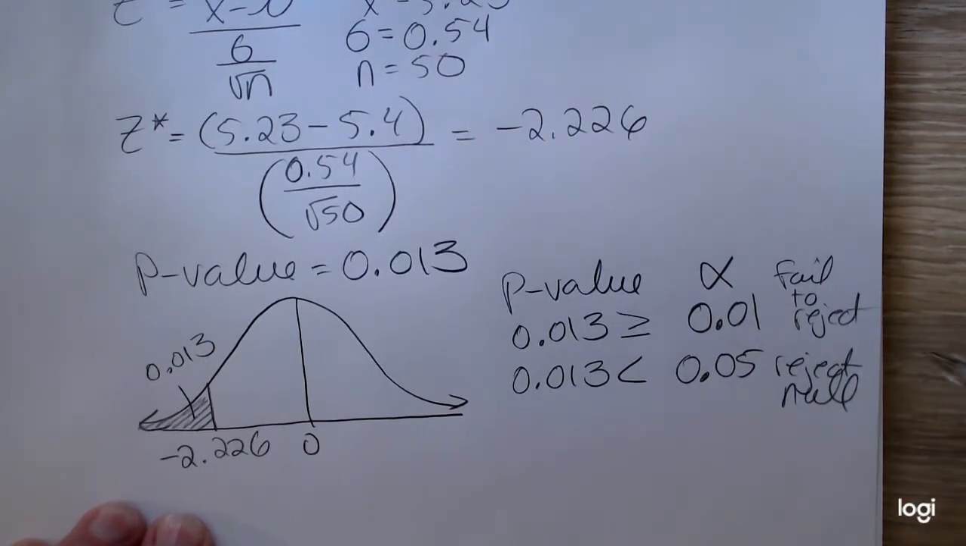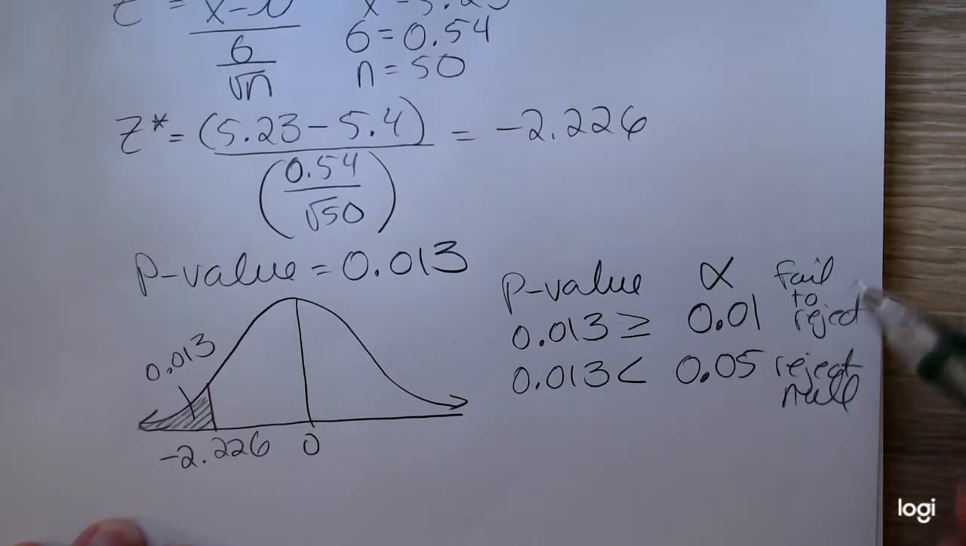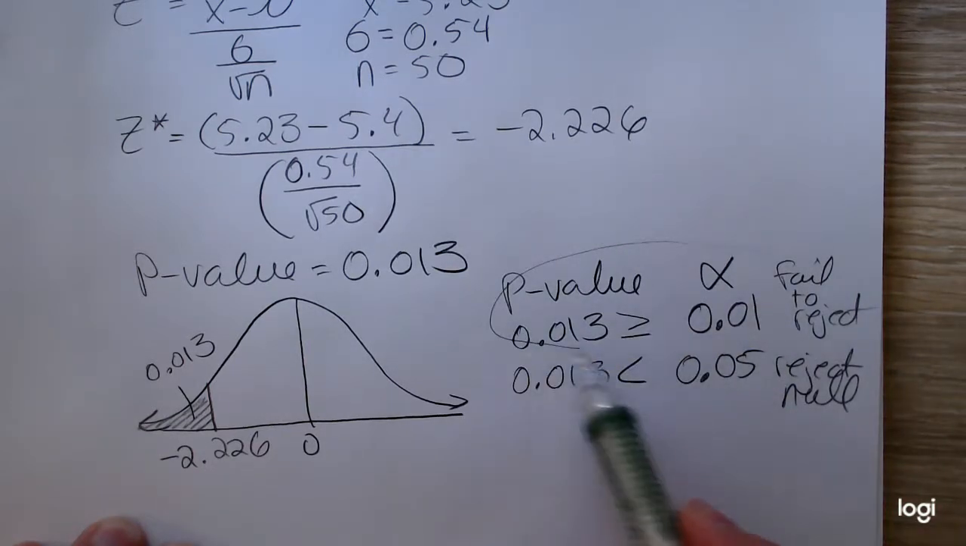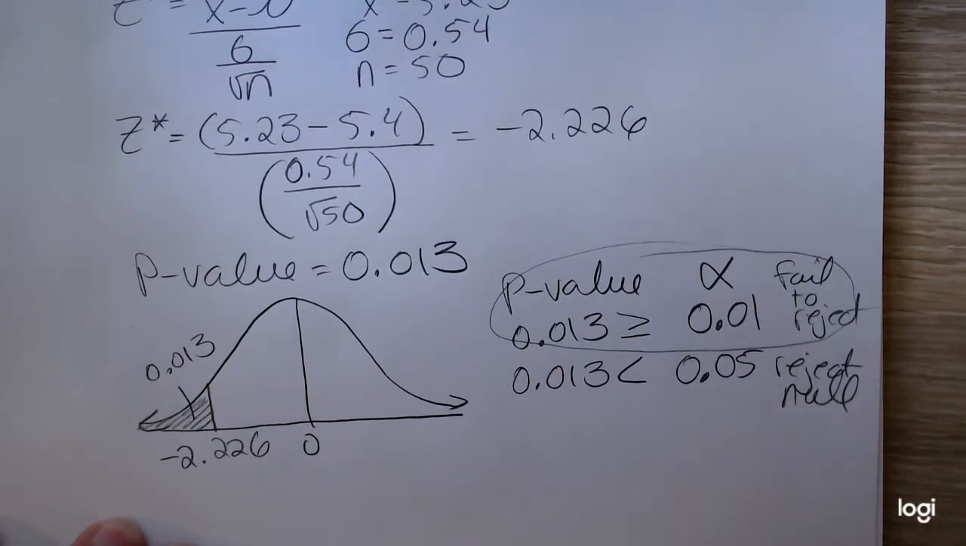So it is possible to fail to reject at one level of significance using the p-value method and reject at another. But we do want to base our conclusion on the nominal or the stated level of significance. So we are going to be using this criteria right here.